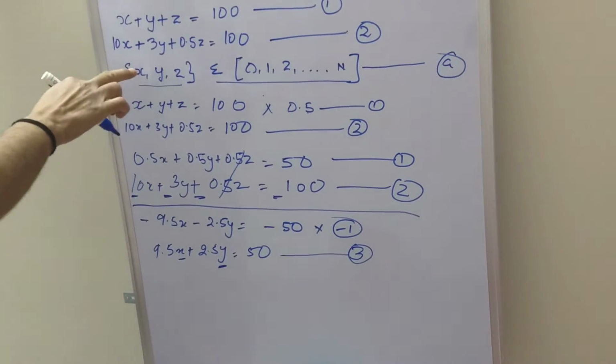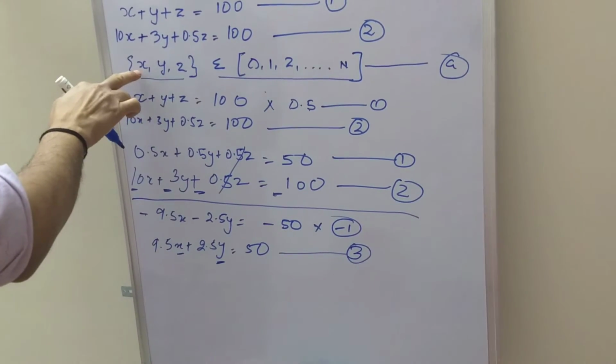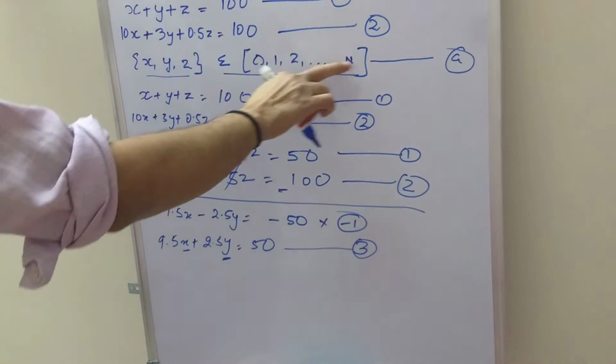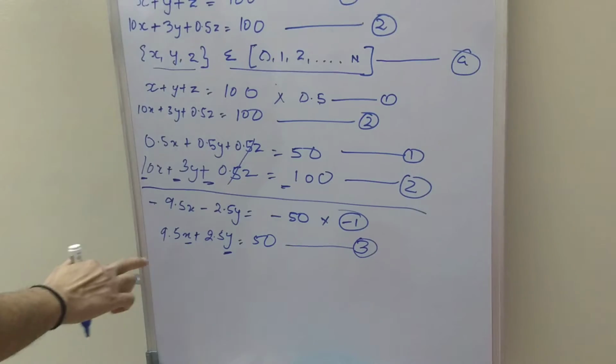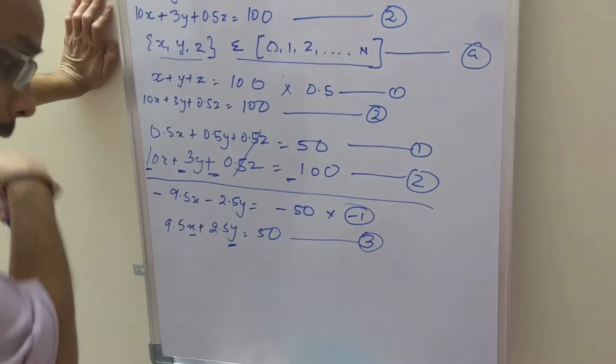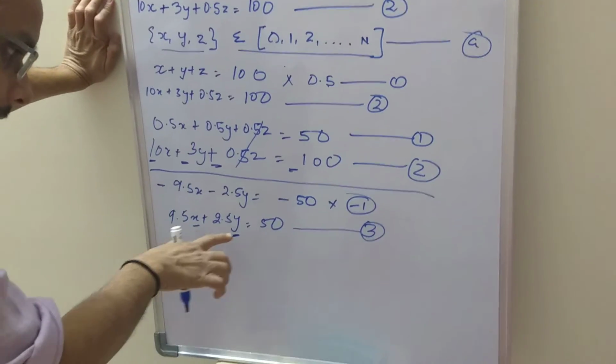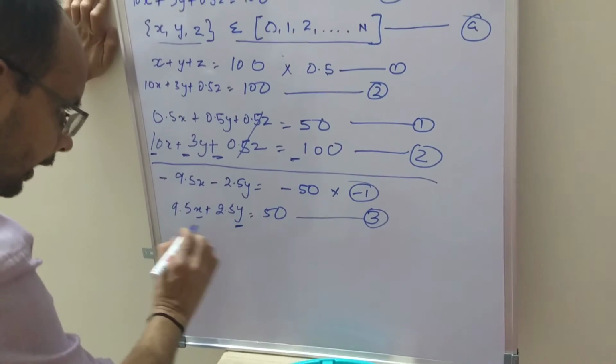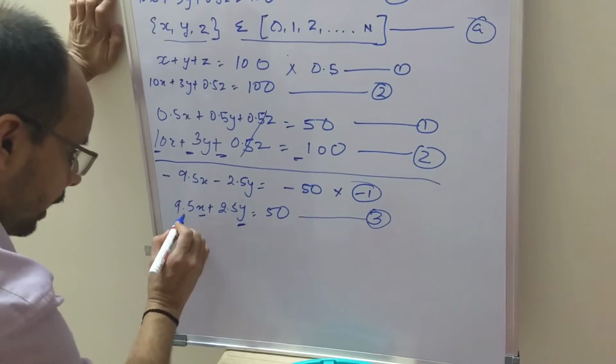Remember, this is going to come in handy: x, y, z must be whole numbers. So now try to find it from the equation where we have x and y. Let's simplify it a little further.